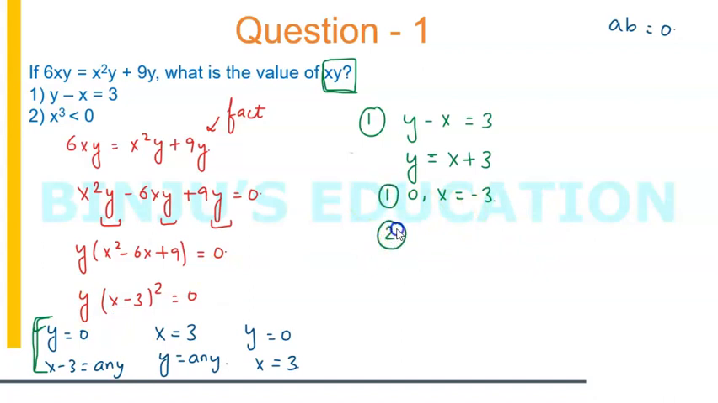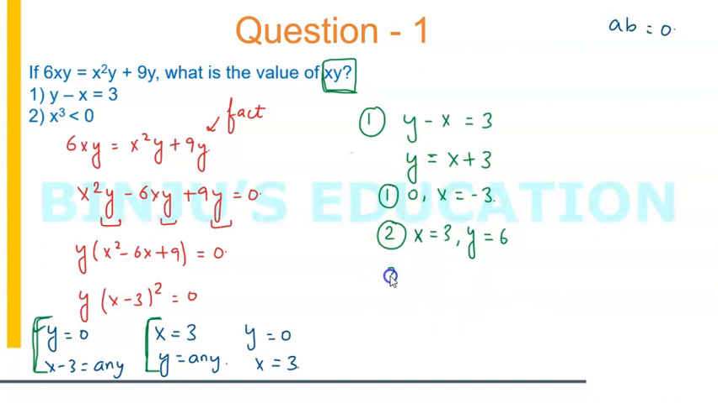Second one is x is 3, y can be anything. Now it's given to us that y is equal to x plus 3. So when we take x is equal to 3, in that case y will be equal to 6. Basically combining the second conclusion from the fact and the information given to us in the first statement, when x is equal to 3, y will be equal to 6. Now let's move on to the third one then.